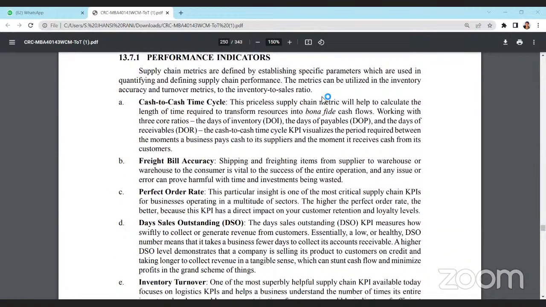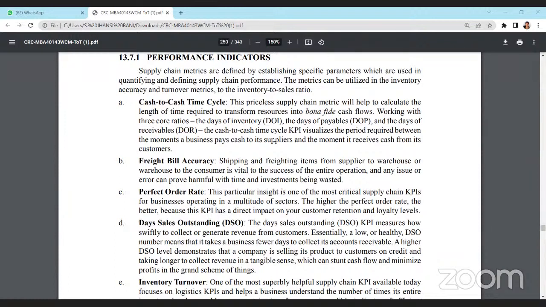Here, this supply chain metric will help to calculate the length of time required to transfer resources into bona fide cash flows, and works on three core ratios, that is DOI, that is days of inventory, DOP, days of payable, DOR, days of receivable. Nothing but accounts payable ratio, accounts receivable ratio, and inventory turnover ratio.